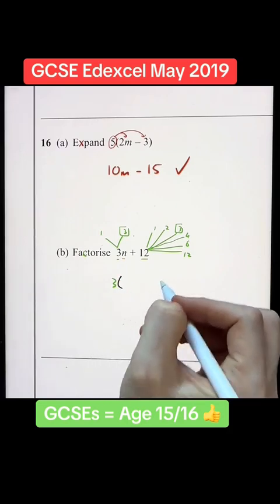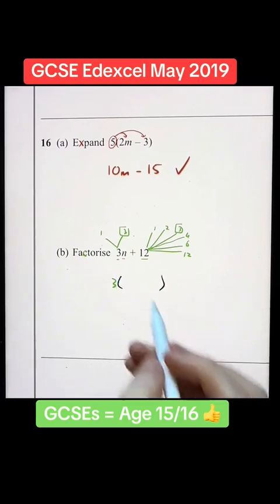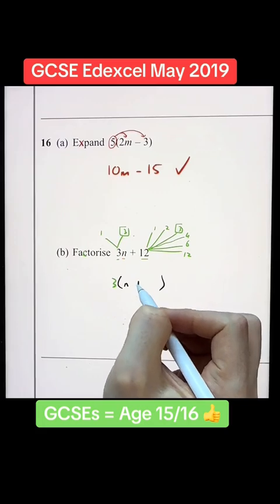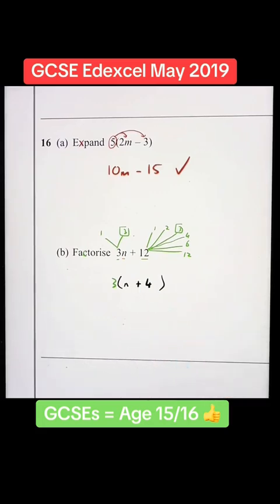So now open my single bracket. What do I times 3 to get back to 3m? Well, I'm missing m. What do I times 3 to get back to positive 12? In this case, I'm missing positive 4.